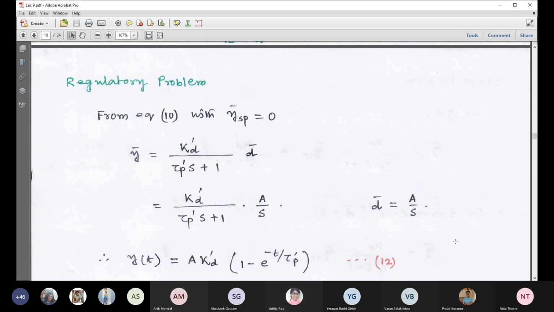Fine. Can you find the offset now, student, for this case, regulatory case? Find it and let me know what is the expression for offset. I have shown the derivation till equation 12. Now it is your task to find the expression for offset. Do it. I have shown it for the servo case.